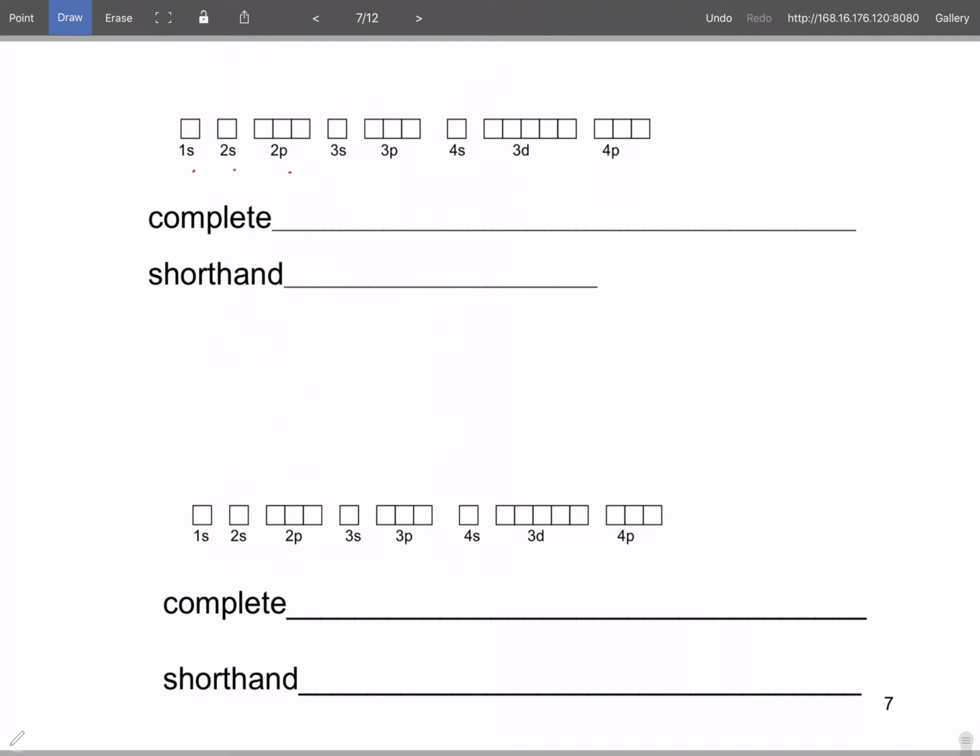So, first thing we've got is oxygen. Well, let's look at the periodic table. Oxygen has an atomic number of 8. That means it has 8 electrons. Okay, so it has 8 electrons. It has 8 protons, 8 electrons.